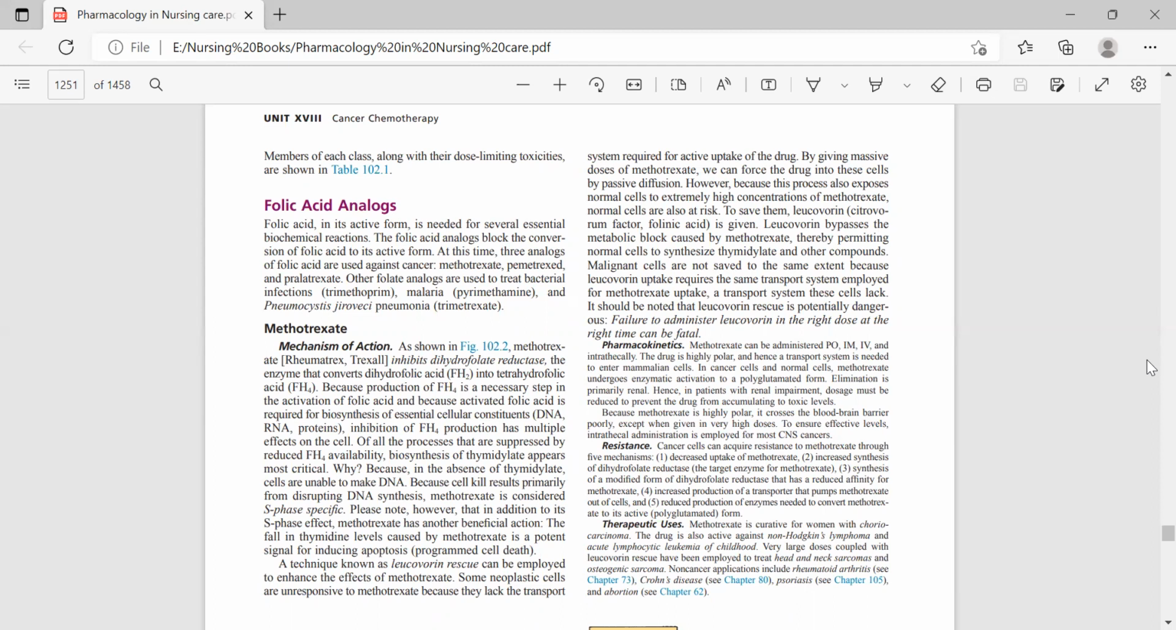Other than these three are trimethoprim, which is used to treat malaria, pyrimethamine, and Pneumocystis jirovecii pneumonia, trimethoprim. Now come towards the anti-cancer agent.